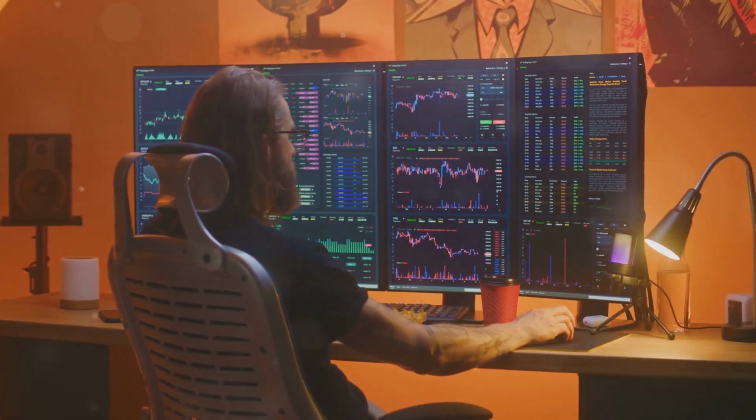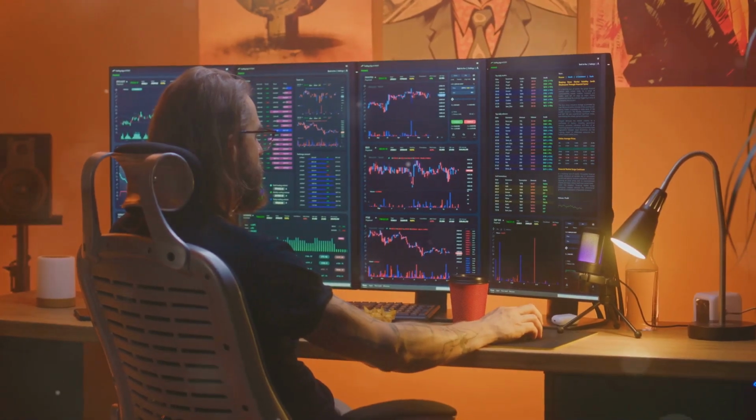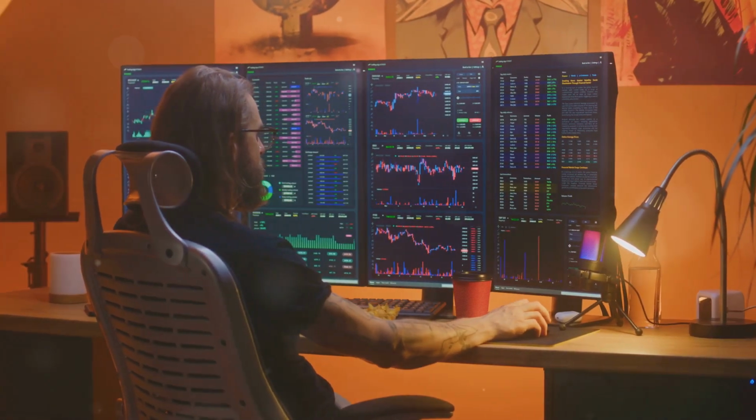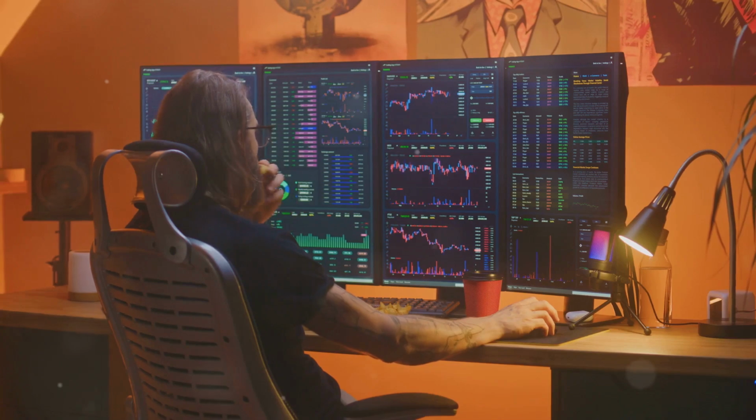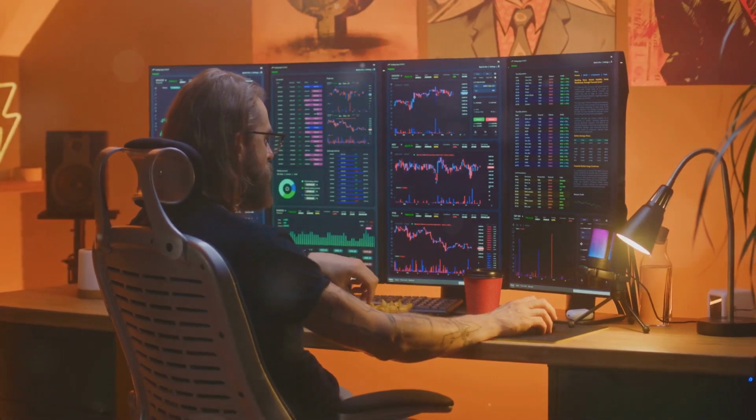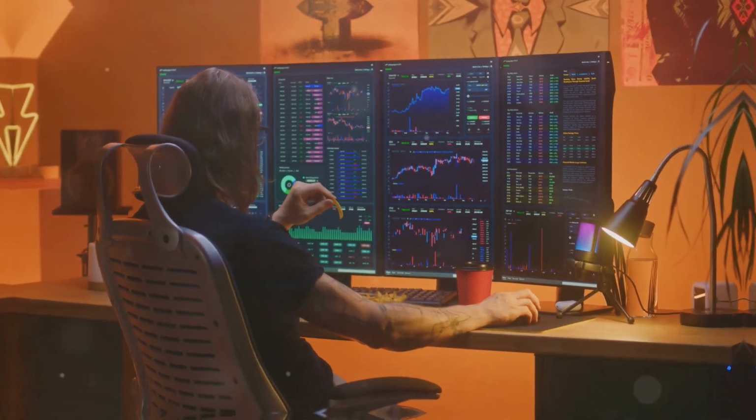Volume-weighted average price, or VWAP, is the average price a stock is traded at throughout the day, based on both volume and price. Traders use VWAP to determine whether the stock is above or below fair value.